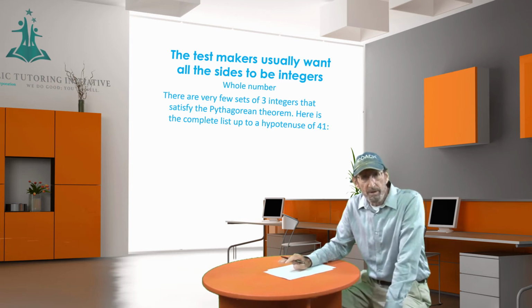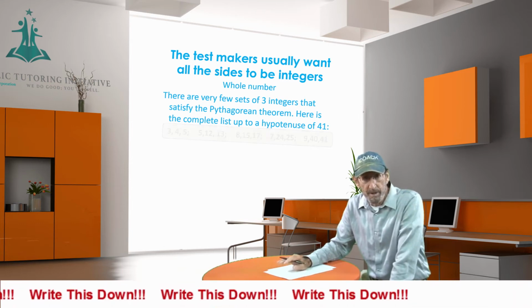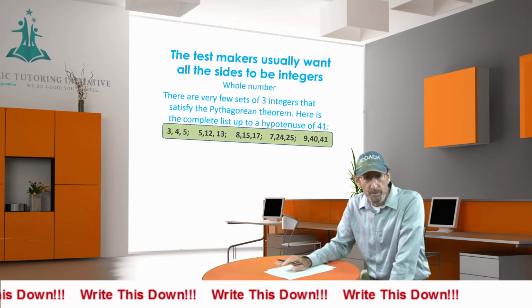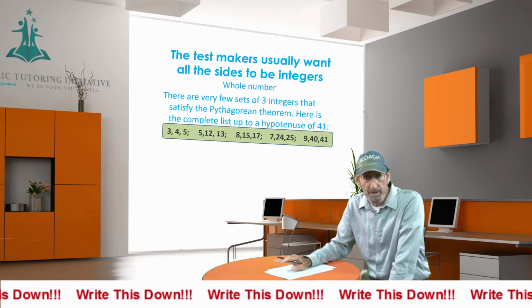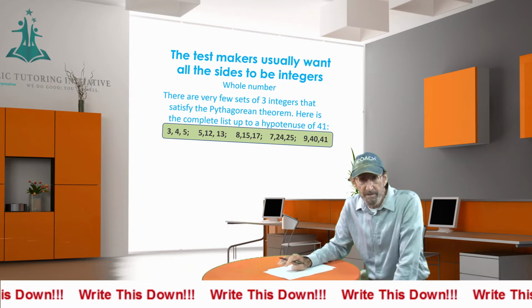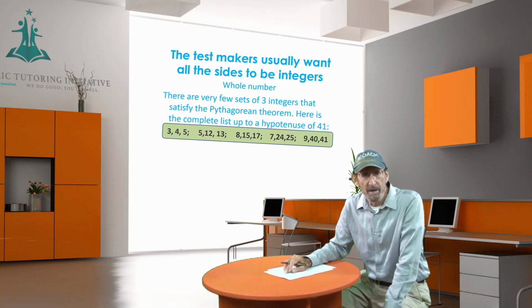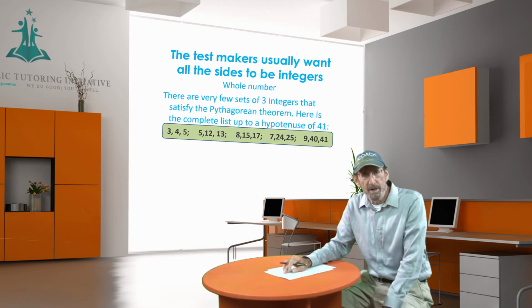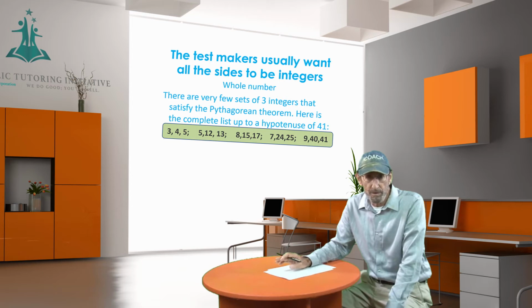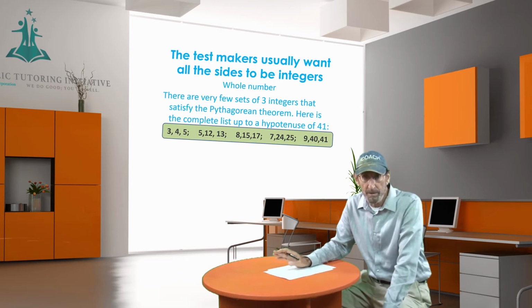Now these are called Pythagorean triplets, and the 5 basic ones are 3, 4, 5; 5, 12, 13; 8, 15, 17; 7, 24, 25; and now one that they've just started to use, 9, 40, 41. That's it, just those 5. Gets you up to hypotenuse 41.